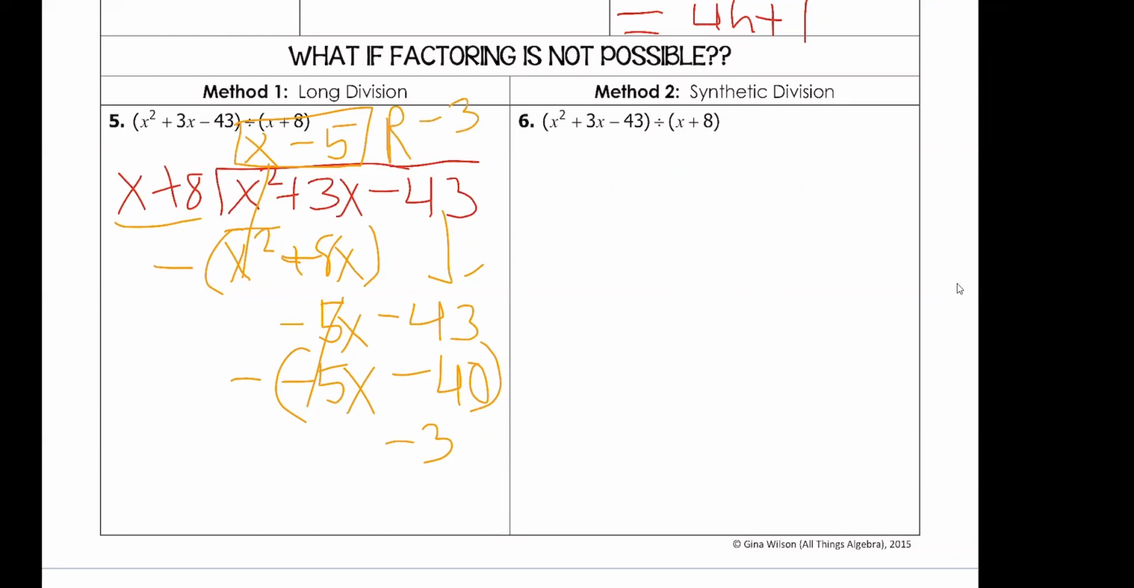And I don't have a lot of space. Sometimes I believe in Delta Math, they want you to write it like this. You basically just put your remainder over your denominator, what you're dividing by. Let me make sure, is that correct?